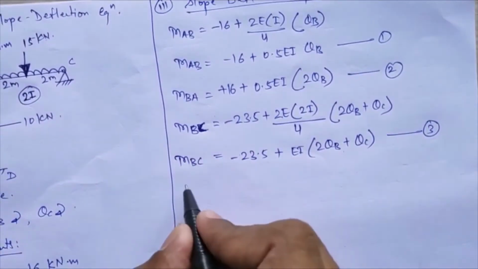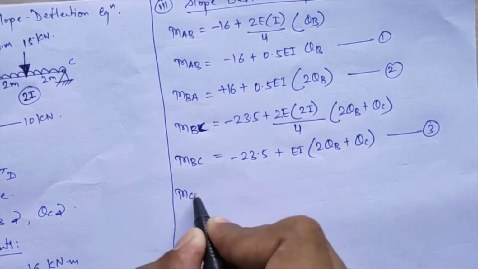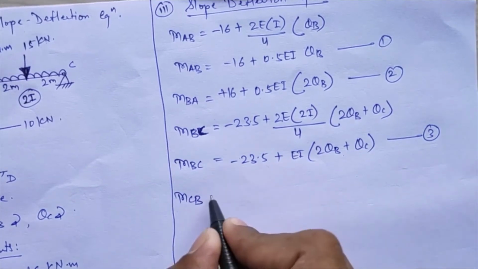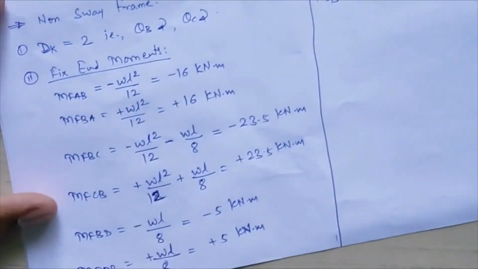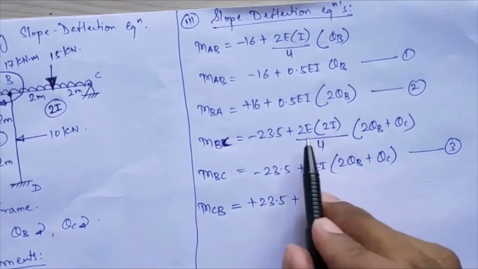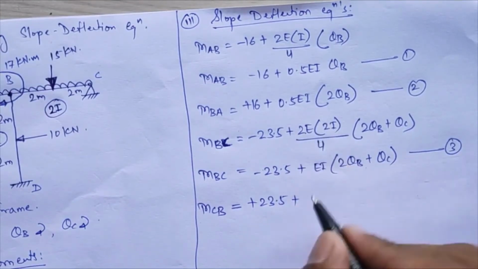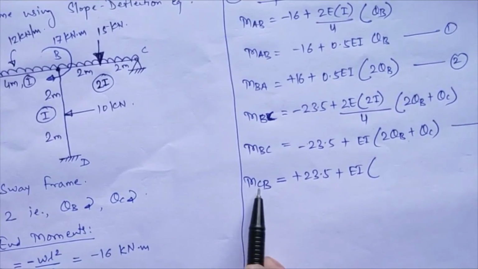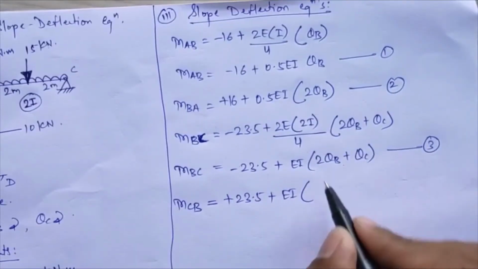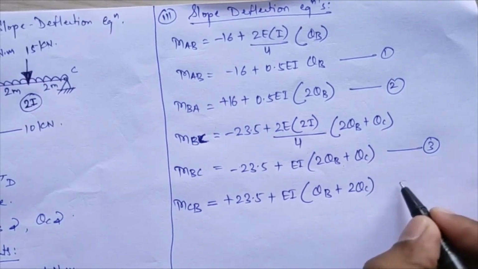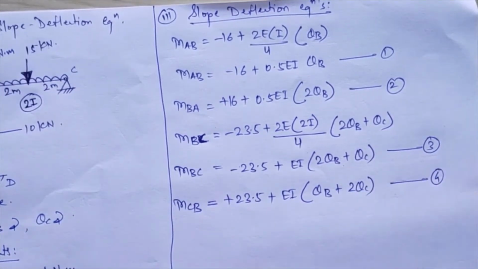Okay, now we'll see the next member, that is MCB. So MCB is equal to MFCB, that I have calculated as plus 23.5, plus 2EI. So this value will remain the same, equal to I. Here the near end and far end will get interchanged. So the near end will be C, far end will be B. So I'll get this equation as theta B plus 2 times theta C. Equation number 4 I'll treat this.